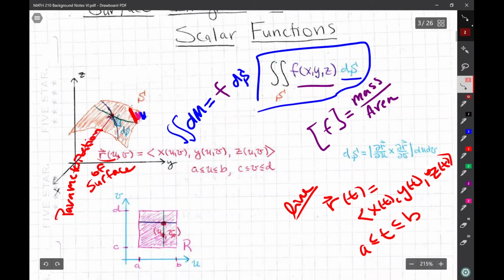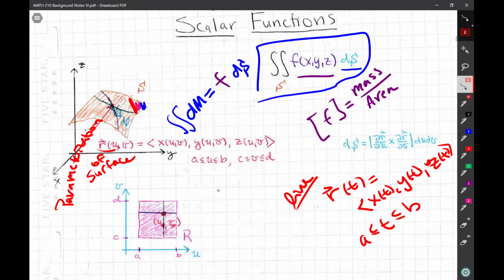So we talked about the parameterizations, and we looked at it for different surfaces in R3, and it's a way to move around the surface. Now, how are we going to get the area of this small patch dS? Okay, here is the formula for it.